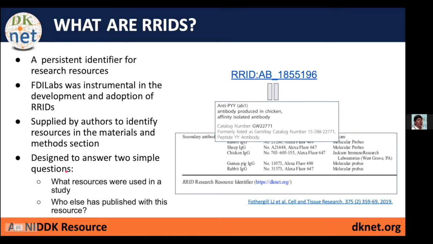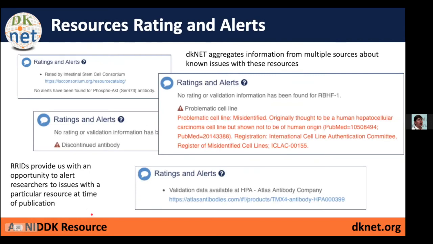They're really meant to answer simple questions, like uniquely identifying what resources were used in a study, something that was difficult to do in the past in terms of what information was being collected in journal articles. The information used to cite antibodies and cell lines was not always adequate to identify the exact resource that was used. And then you can also start tracking the publications that used that resource.